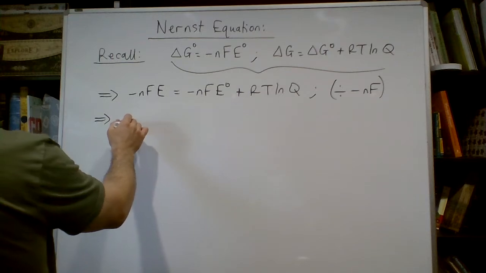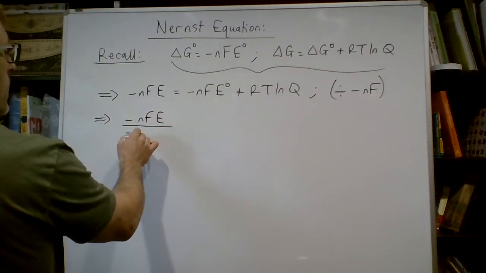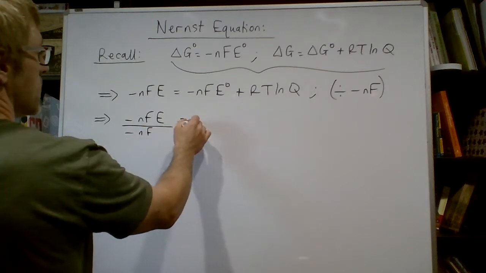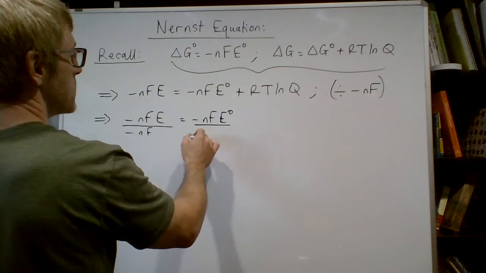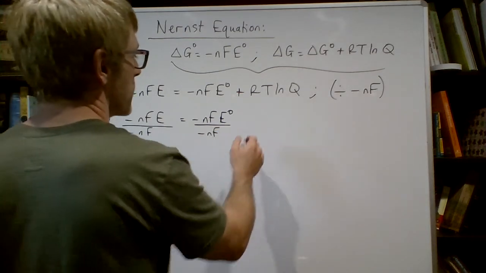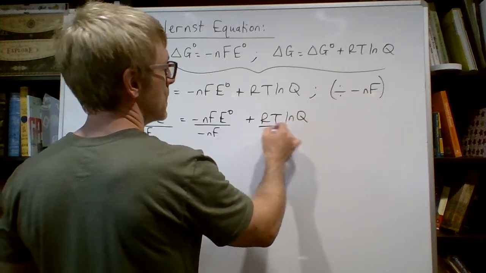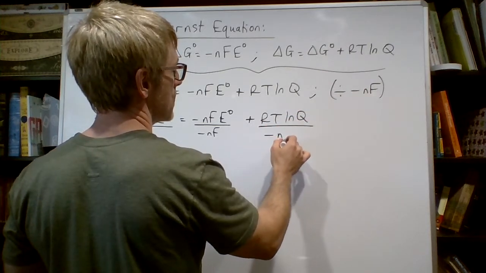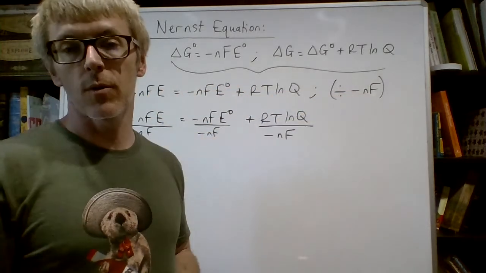So I have minus NFE divided by minus NF equals minus NFE standard divided by minus NF plus RT log Q divided by minus NF. So I'm dividing through my expression with minus NF.